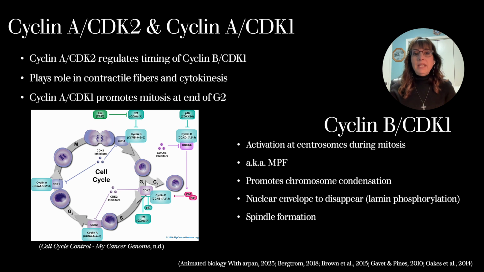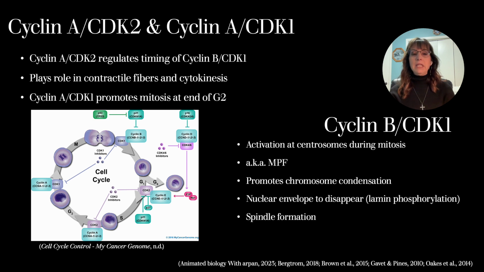The cyclin B CDK1 is activated around the centrosomes during mitosis. Now, this is where the spindle fibers are organized and formed. This is also known as the MPF, or the maturation promoting factor. Some people call it the mitosis promoting factor, which starts mitosis. Cyclin B CDK1 is very important in the actual process of mitosis.